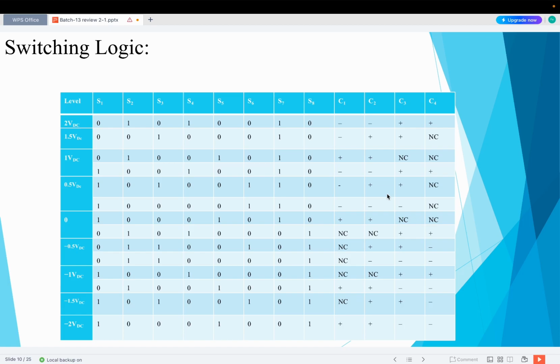Switching logic. VDC refers to the input voltage. The proposed converter utilizes redundant switching modes to generate voltage levels. The input voltage is 2 volts in this mode. In mode S2, S4, S7 switches are turned on, whereas C3 and C4 start charging.